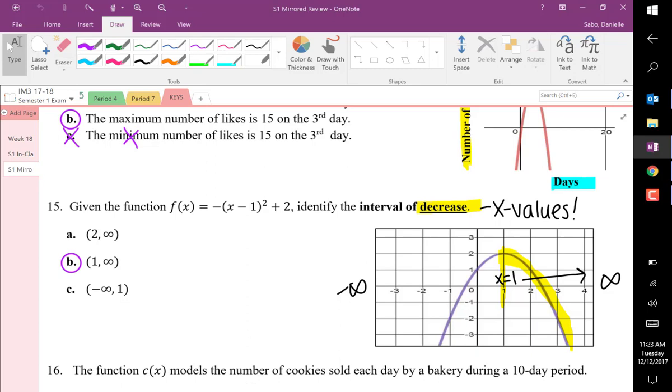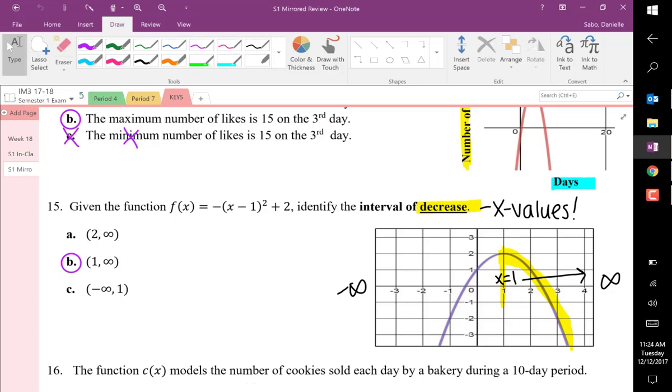Like you're talking about the domain. Where is the function decreasing? Oh, it's decreasing from 1 and on. It looks like it's going down, and a lot of people will put negative infinity, but we're not talking about where it's going. We're not talking about the end behavior. We're talking about the x values.